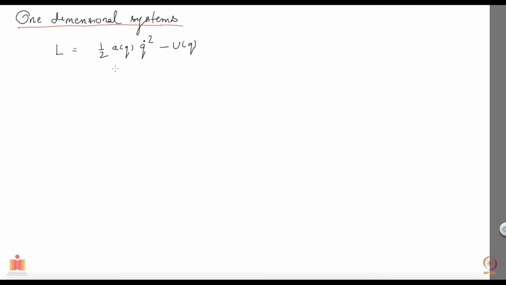Now here you see the time does not appear in the Lagrangian the way I have written it, which means that there will be an integral of motion, or what we call Jacobi's integral, which will be a conserved quantity. That energy function, or Hamiltonian function, will be a conserved quantity, and you can immediately obtain H, which will turn out to be A of q q dot square plus U of q. For the system, this will be constant throughout the motion, some number E, which we call energy.